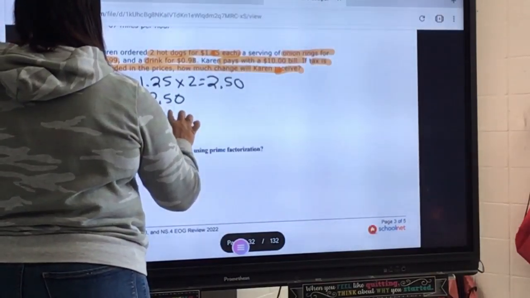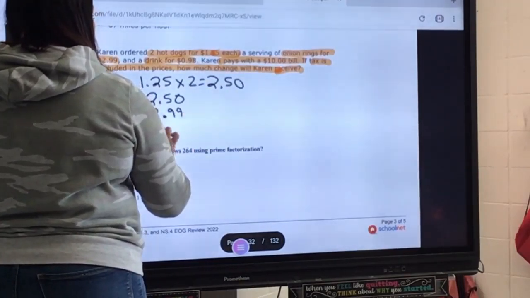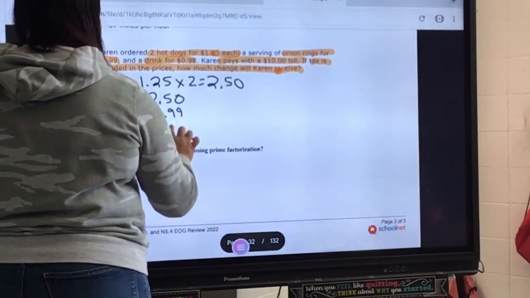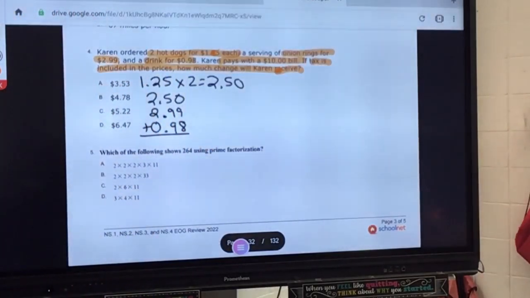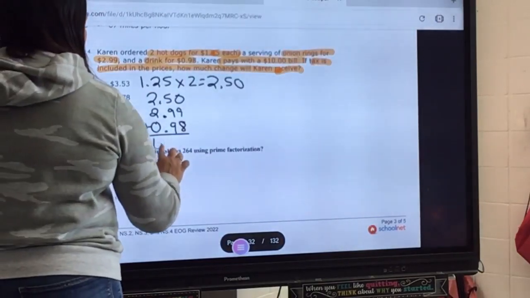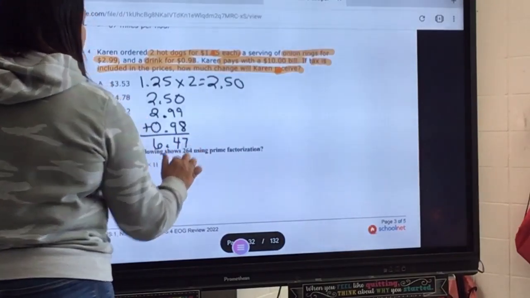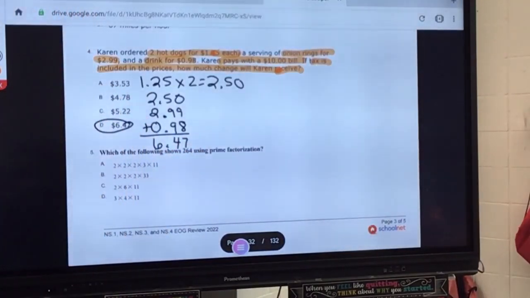Am I adding anything else to that? Oh, you can add 0.98. All right, so essentially I'm adding the rest of the stuff that she bought together. When you add that up, what do you get? The $2.50 plus $2.99 plus 98 cents. Kylie? I have $6.47. All right, $6.47. How many of you guys picked that as your answer?